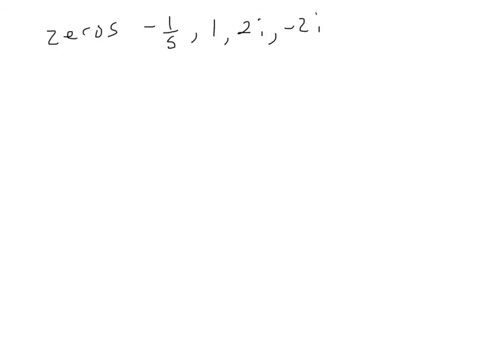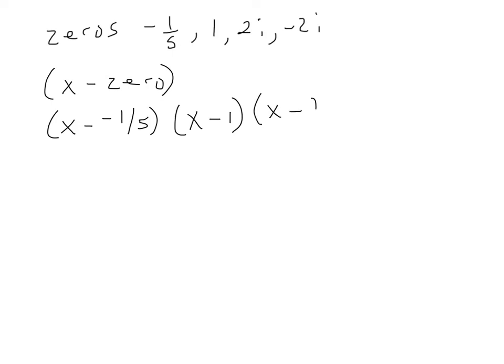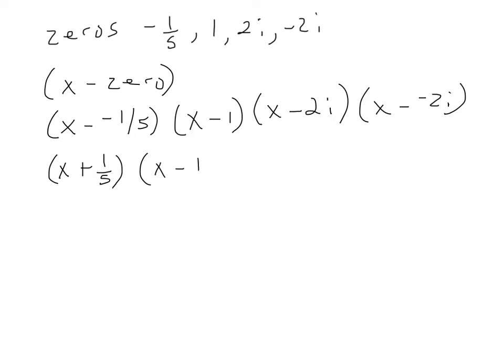Okay, next thing we're going to do is take these zeros and write them as factors. When we write them as factors, it's always x minus the zero. So I'm going to have x minus negative 1/5, x minus 1, x minus 2i, and x minus negative 2i. So my factors are x plus 1/5, x minus 1, x minus 2i, and x plus 2i.